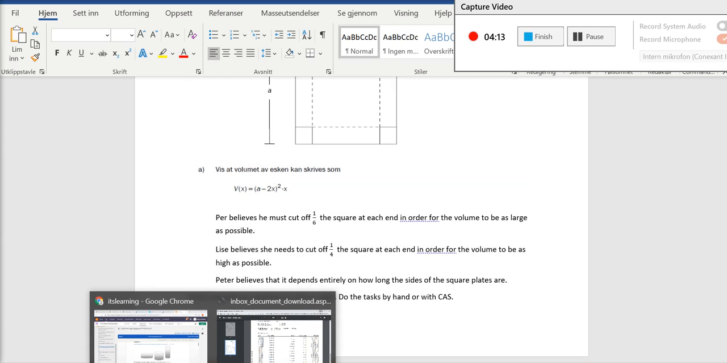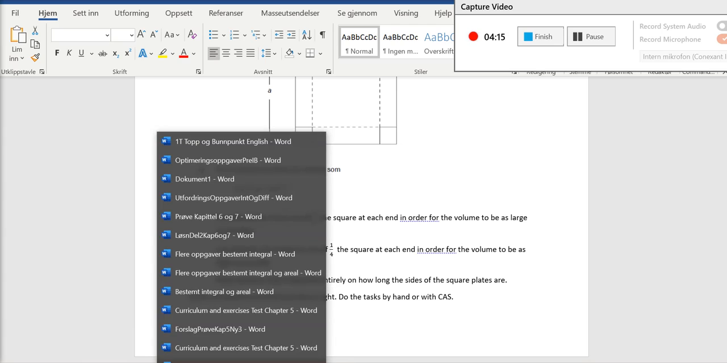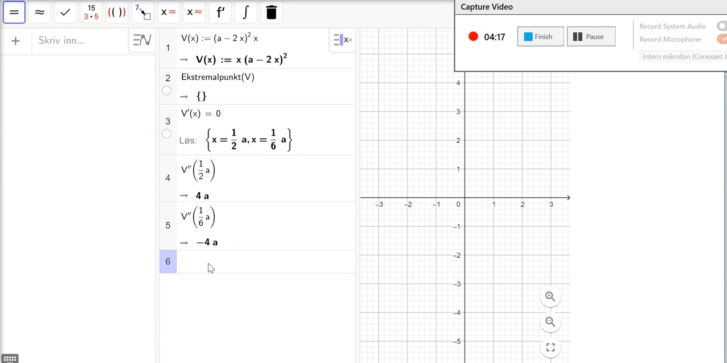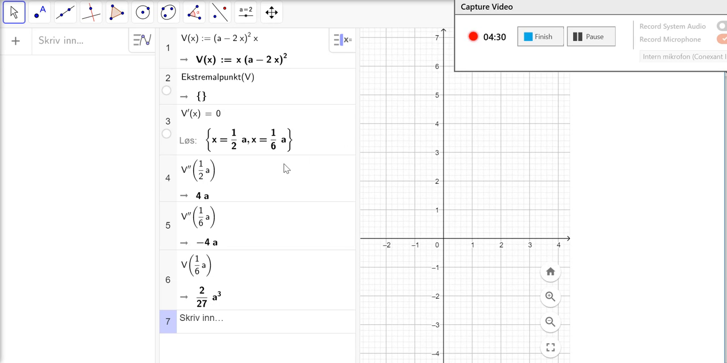We could, of course, also find the volume by putting the x coordinate into the function, and then we get this answer. If you have a square with sides A, the volume would be 2/27 times A to the power of 3. So that was the exercise.